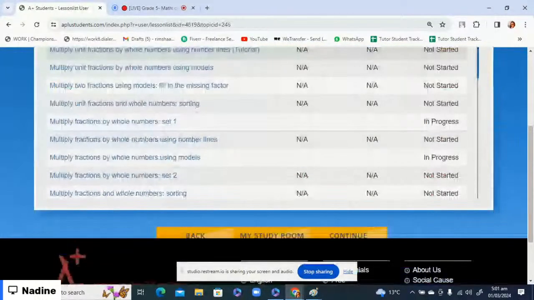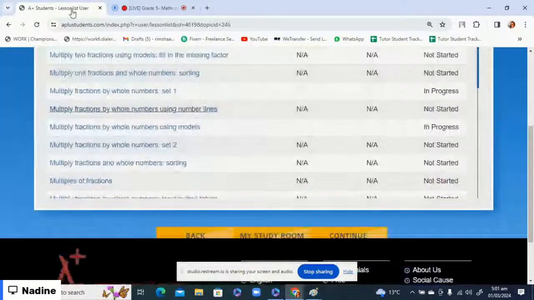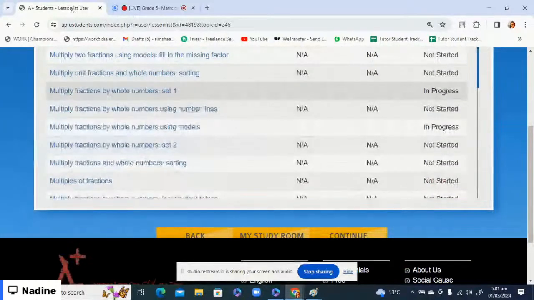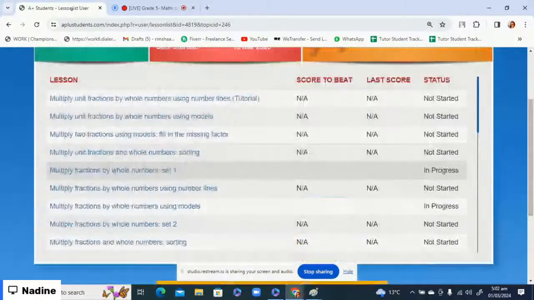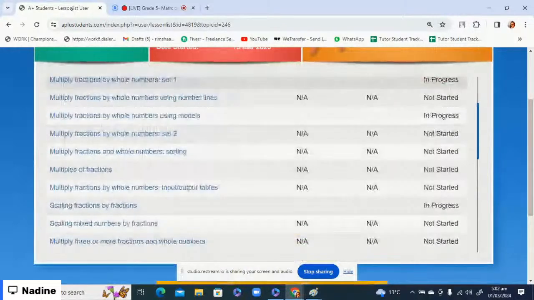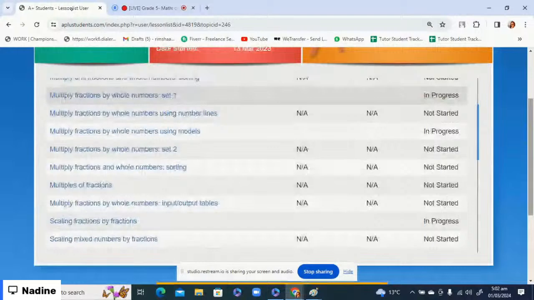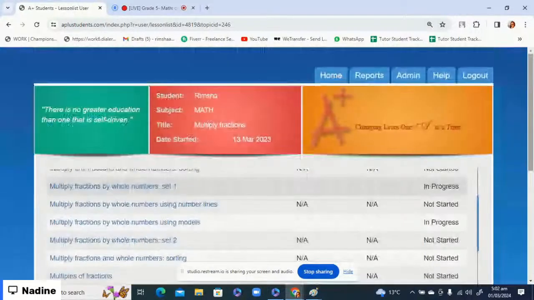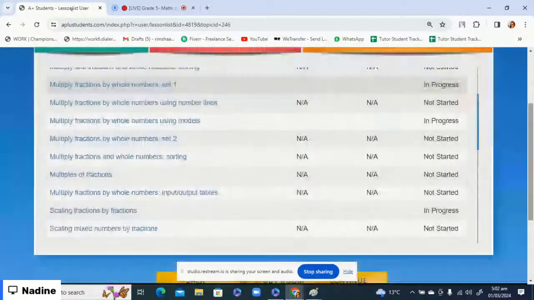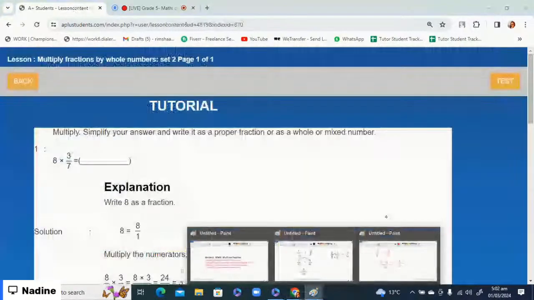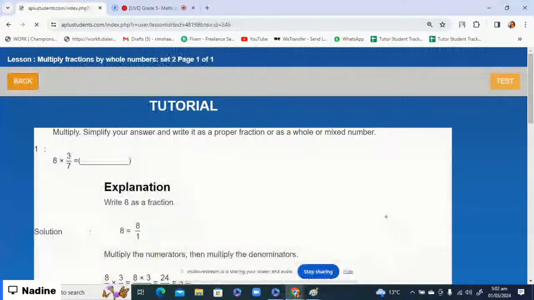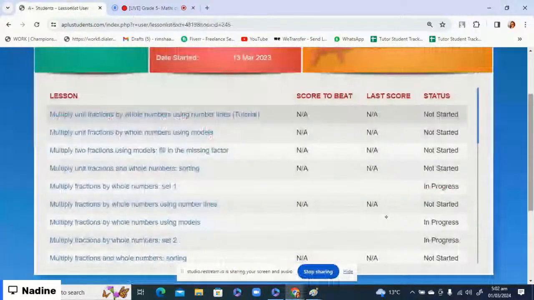All right, so these are all the lessons. First one, today we will start this one: multiply fractions by whole number, because the previous one we already discussed in the previous lecture. So multiply fractions by whole number. Here is the name of the chapter: multiply the fractions. So multiply fractions by whole numbers set 2. No, not set 2. It's set 1. Yeah, this one.